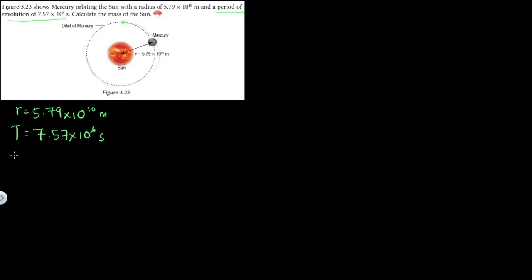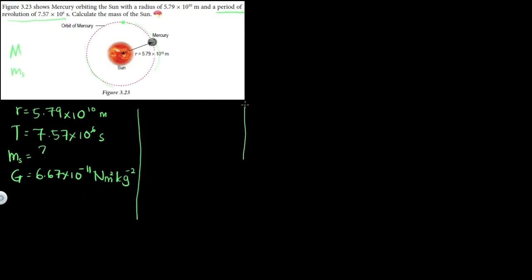Calculate the mass of the Sun. So they want us to find the mass of the Sun. You can write it as capital M or just Ms. I would like to write Ms, the mass of the Sun. What else? Of course we know the value of G, which equals 6.67 times 10 to the power of negative 11, and the unit is Newton meter square kilogram minus 2. So these are the information given.